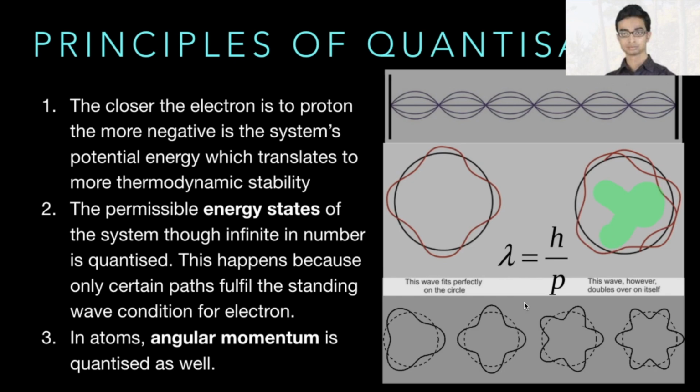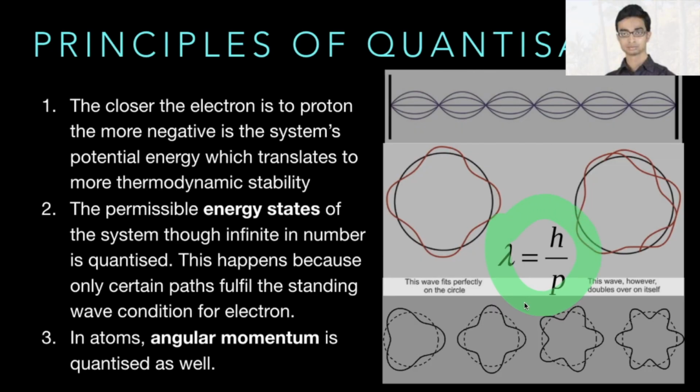This happens because only certain paths fulfill the standing wave condition, where the wave-like arrangement of the electron appears stationary with passing time from the proton's frame of reference. An analogy of a wave on a string with a fixed end is helpful. However, the arrangement is more like a closed loop. The de Broglie equation is used to link the wavelength of the wave nature with the momentum of the particle nature.